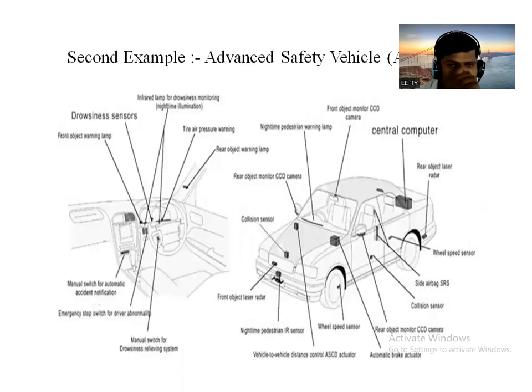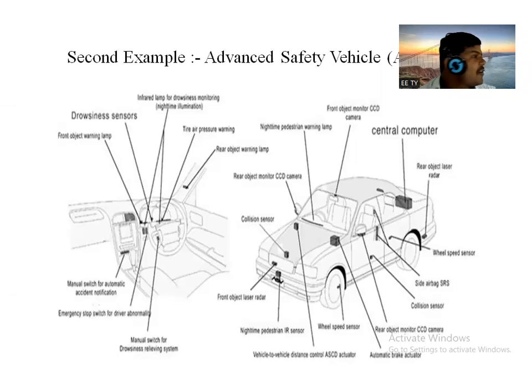See, this is the second example. This second example is nothing but a complex combination of sensors and actuators. That means a number of sensors can be used and a number of actuators can be used. The example is the advanced safety vehicle, which is manufactured by Nissan. Okay, so this is the advanced safety vehicle.